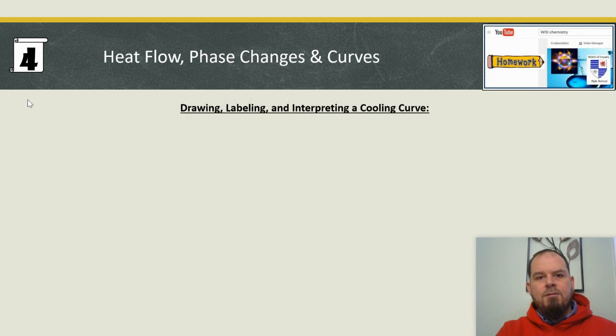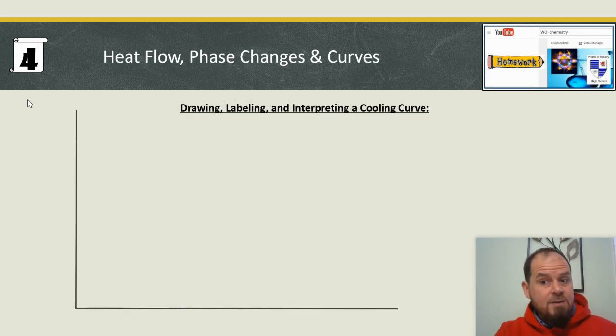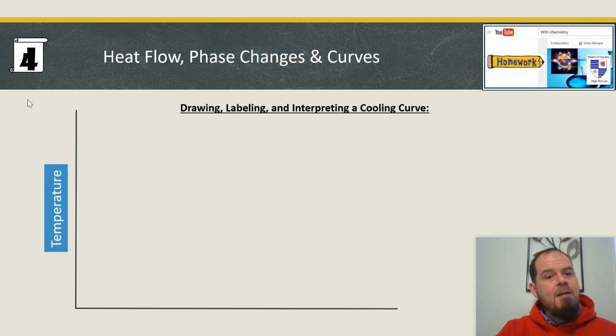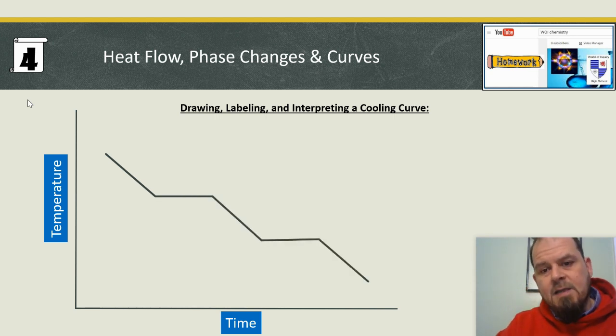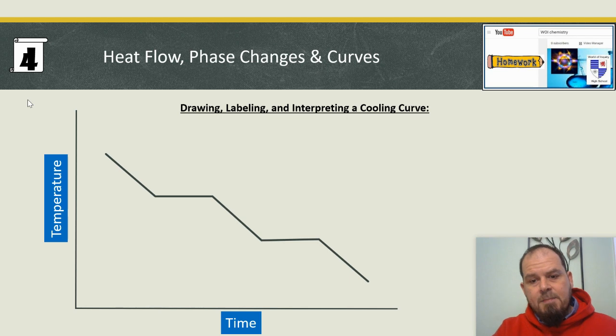Now let's do the cooling curve. Go through this one a little bit faster. Cooling curve: start high, go low. Three slants, two flats. Come on, three slants, two flats. There we go. And again, the top slant is going to be gas. The bottom slant is going to be solid. Let's see which one comes up first.